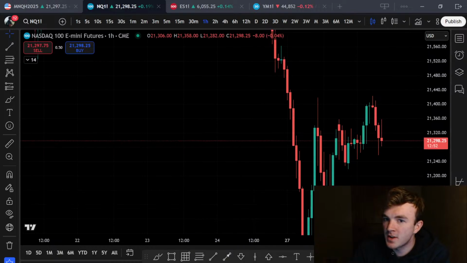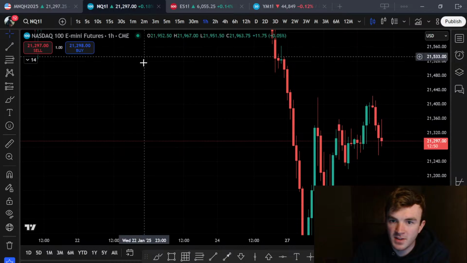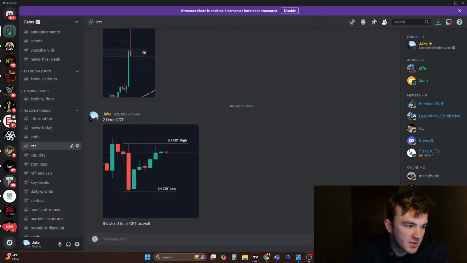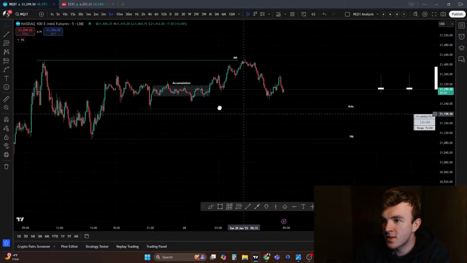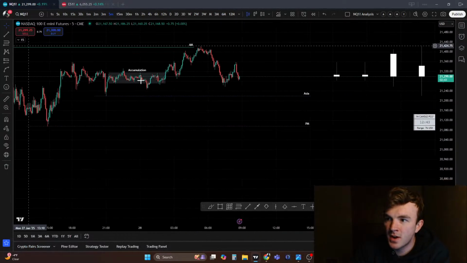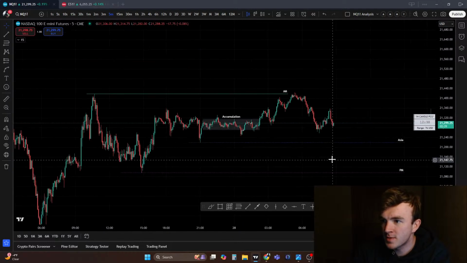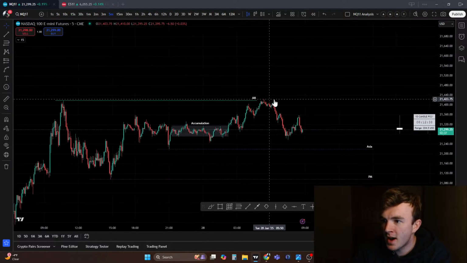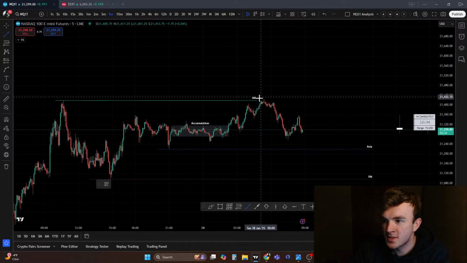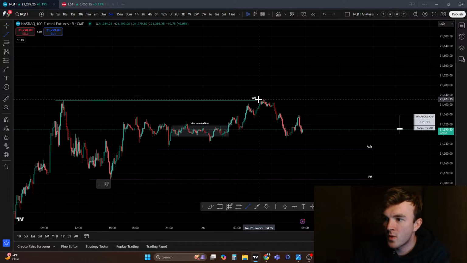Alright, I think we're good on everything then. I think we've checked everything. Let's go back to the other screen. Right now, what we got going on is we got Asian PM as draws on liquidity below, but we got high of the day as a draw on liquidity above. I'm kind of just seeing where we want to go first.